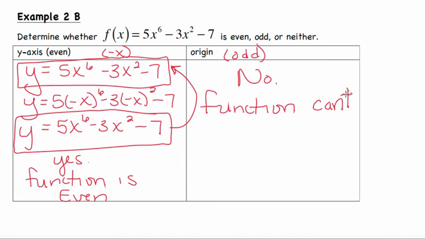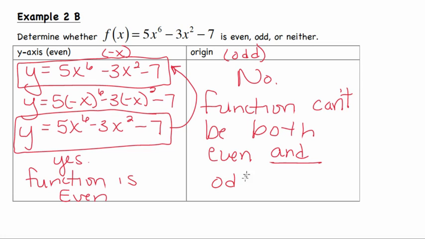Our function cannot be both even and odd at the same time. One or the other or neither.